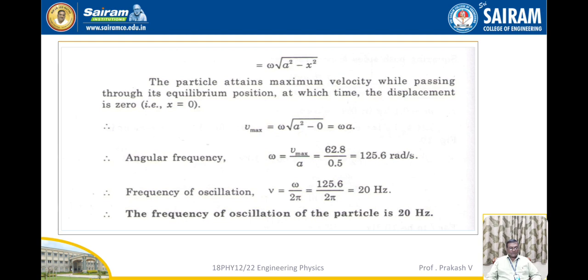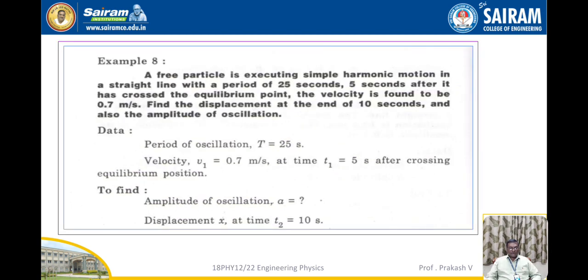Now example number 8. A free particle is executing simple harmonic motion in a straight line with a period of 25 seconds. 5 seconds after it has crossed the equilibrium point, the velocity is found to be 0.7 meter per second. Find the displacement at the end of 10 seconds and also the amplitude of oscillation. So this is the problem.